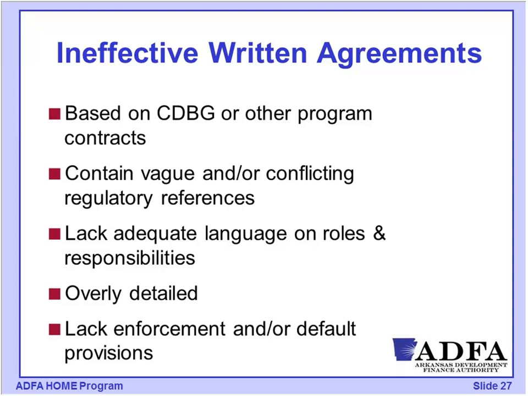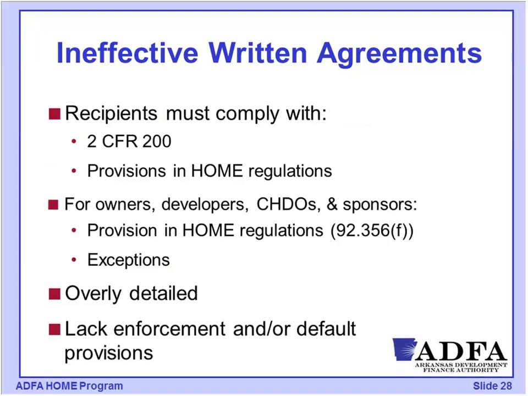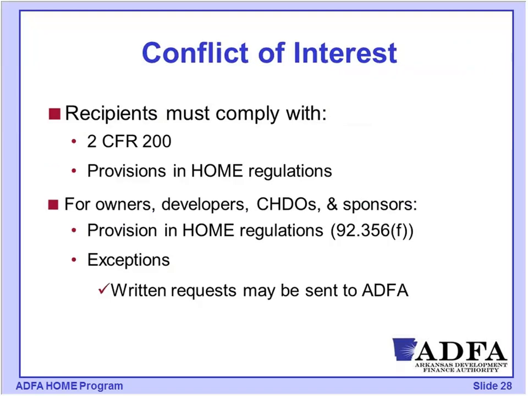If you've ever had a project where you didn't get what you had contracted for, and then you look back to that written agreement and try to hold that party accountable and find you don't actually have the enforcement information, or you don't have enough detailed information to be able to document that they're out of compliance, that's an ineffective written agreement. So we want to make sure that they are very clear and understandable.